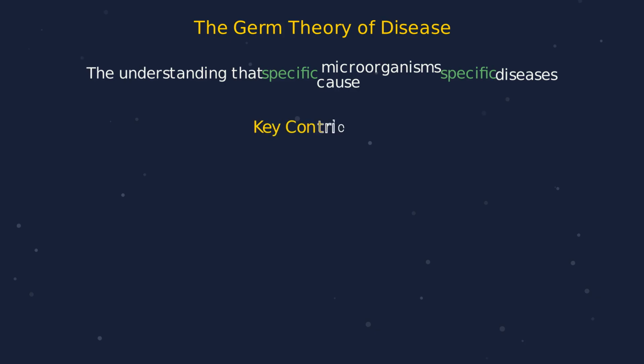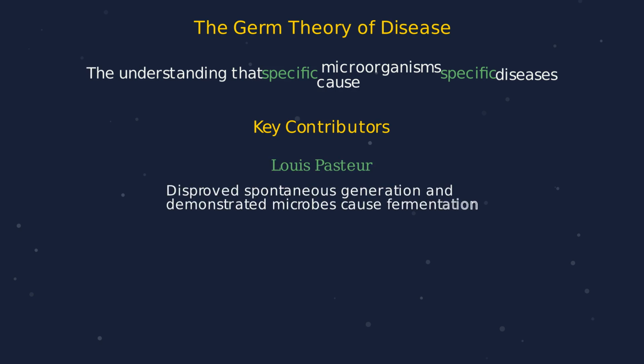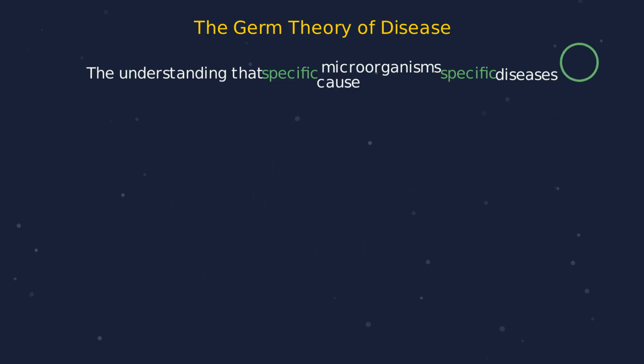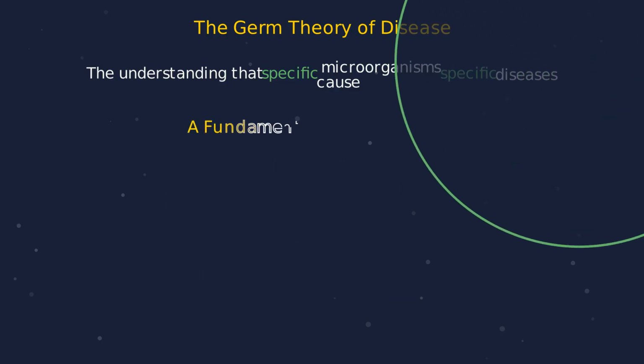The development of the germ theory was primarily the combined work of several 19th century scientists. Louis Pasteur made crucial contributions by disproving spontaneous generation and showing that microbes cause fermentation. Robert Koch identified specific bacteria as the causative agents of diseases like anthrax, tuberculosis, and cholera. The germ theory represented a complete paradigm shift in how medicine understood and approached disease.